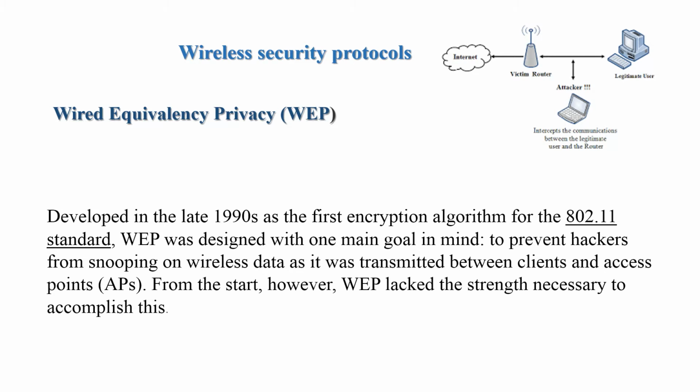What is Wired Equivalent Privacy? Developed in the late 1990s as the first encryption algorithm for the 802.11 standard, WEP was designed with one main goal in mind: to prevent hackers from snooping on wireless data as it was transmitted between clients and access points. From the start, however, WEP lacked the strengths necessary to accomplish this.